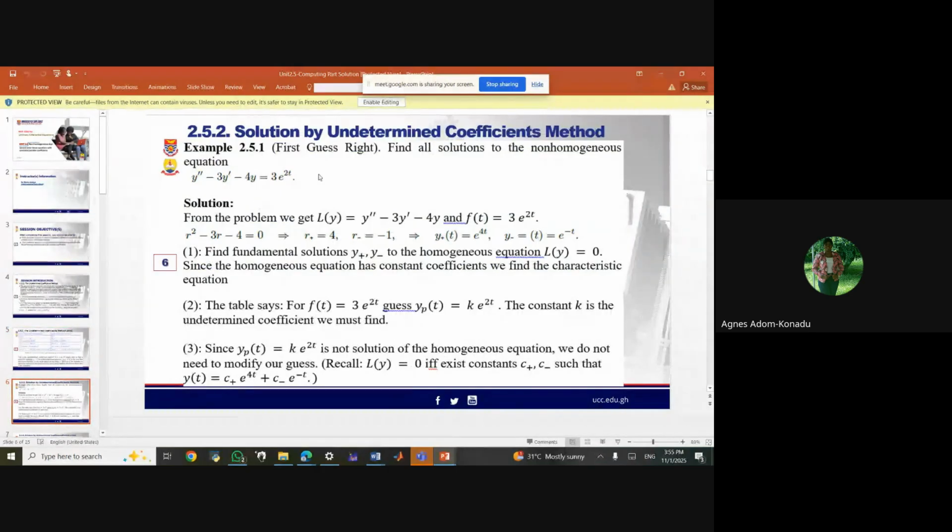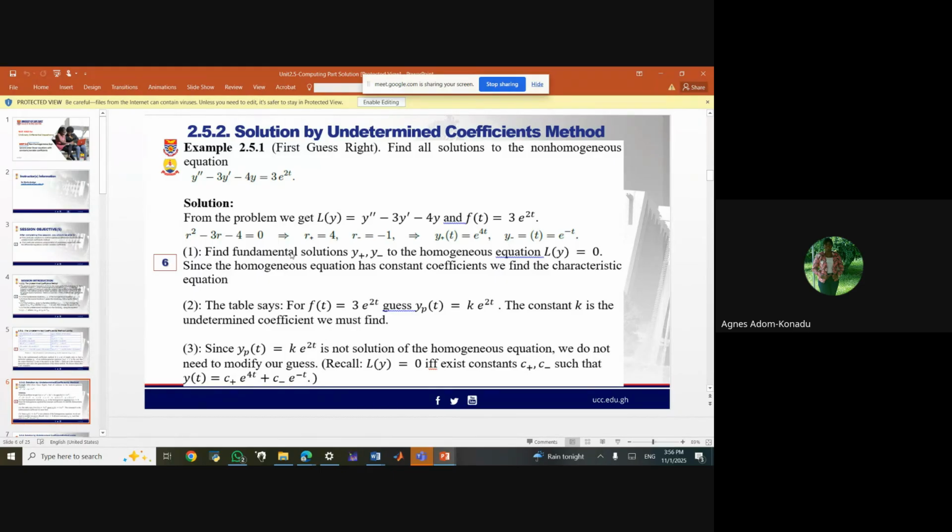Okay, so let's look at it. It says to find all the solutions to the equation y'' plus 3y' minus 4y is equal to 3e to the power 2t. What we do is first of all find a solution to the homogeneous part. Of course, we know how to find solutions to homogeneous parts. So we get our characteristic polynomial, r squared plus 3r minus 4. We solve for this and we get our roots to be 4 and minus 1. This means that my solution will be e to the power 4t and then e to the power minus t.